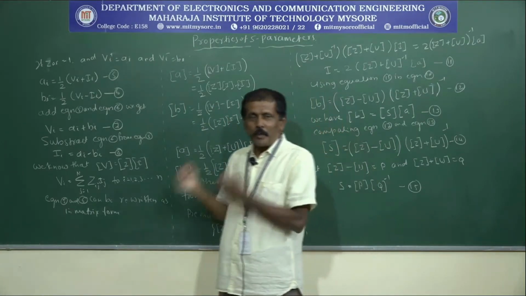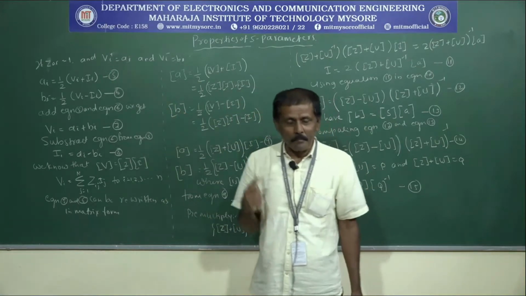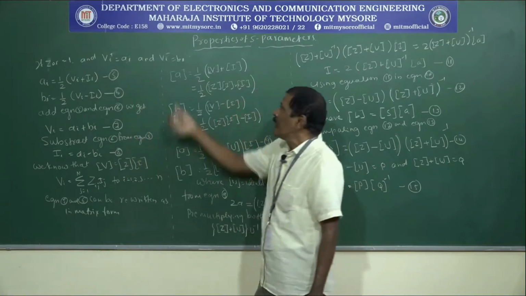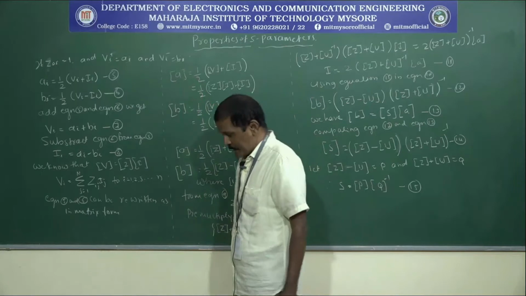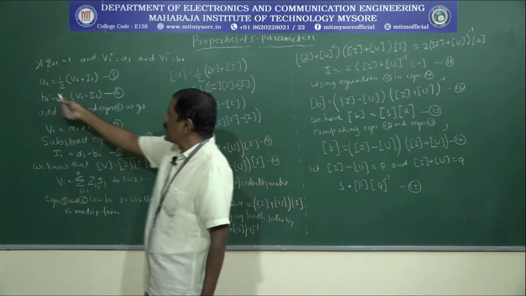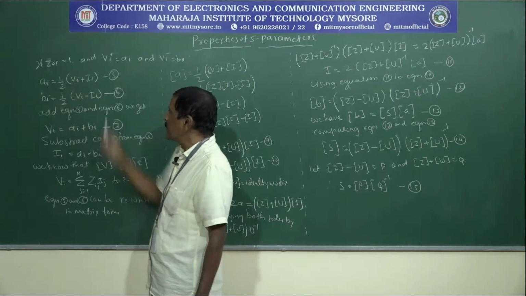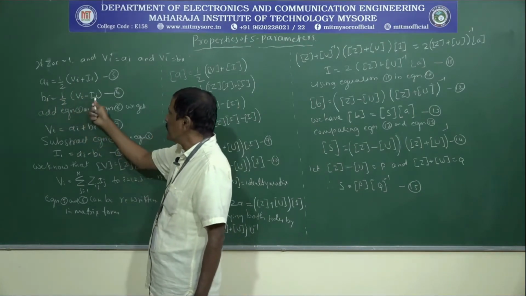It means to say that in equations 3 and 4, wherever Vi plus is there, we replace it by Ai, and the Vi minus term is replaced by Bi. Then we can write Ai equal to 1 by 2 into (Vi plus Ii), and Bi equal to 1 by 2 into (Vi minus Ii).